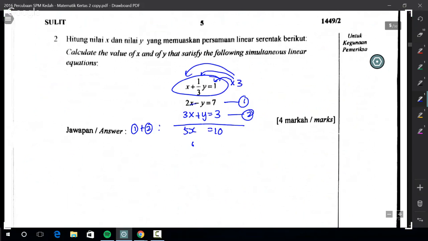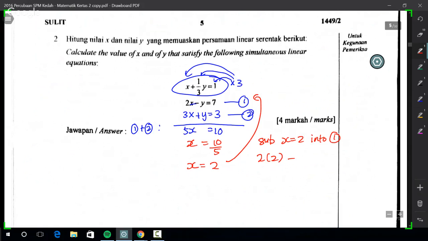So therefore, over here, x is just 10/5. So x is just equals to 2. Then I can substitute into any equation I like. Let's say I substitute into the first one. I say sub x equals to 2 into 1, first equation. So I have 2x minus y equals to 7. So y will equal to 4 minus 7, y equals to -3.